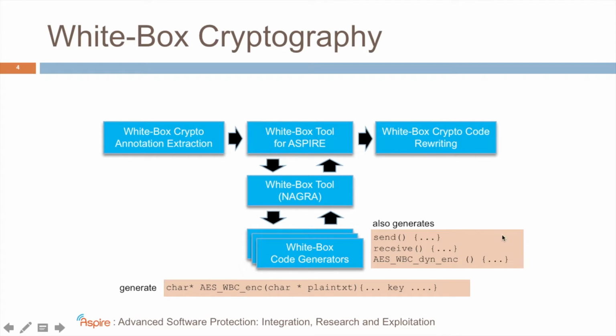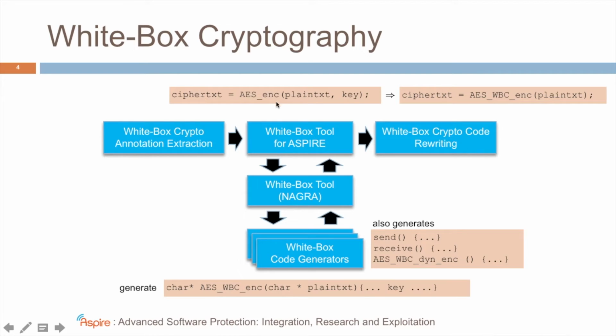For dynamic crypto, these generators also generate the send functionality, the receive functionality, and then the dynamic key white box crypto routine. Once this code has been generated, the code in the original application needs to be rewritten, so we have a last step here. Basically, this rewriting step transforms code like this into code like this in your program. Let's now look at an example and see how this works in practice.